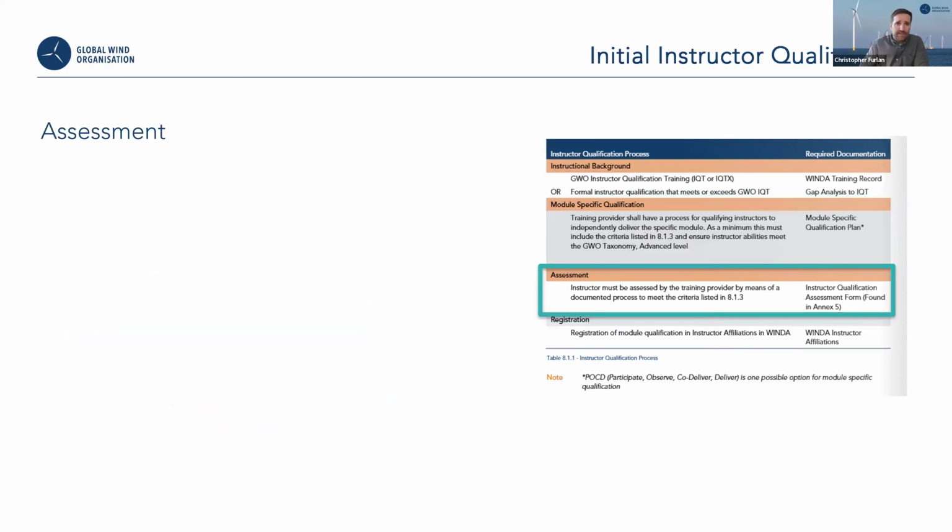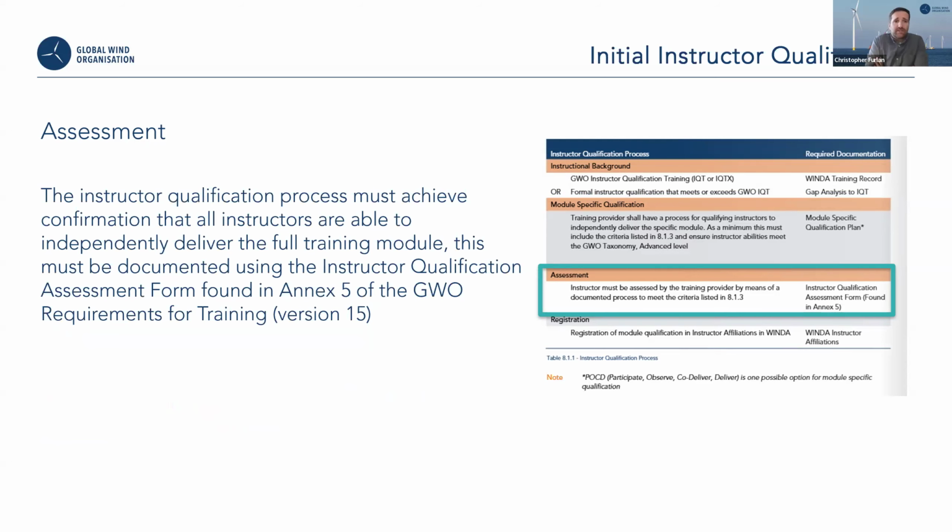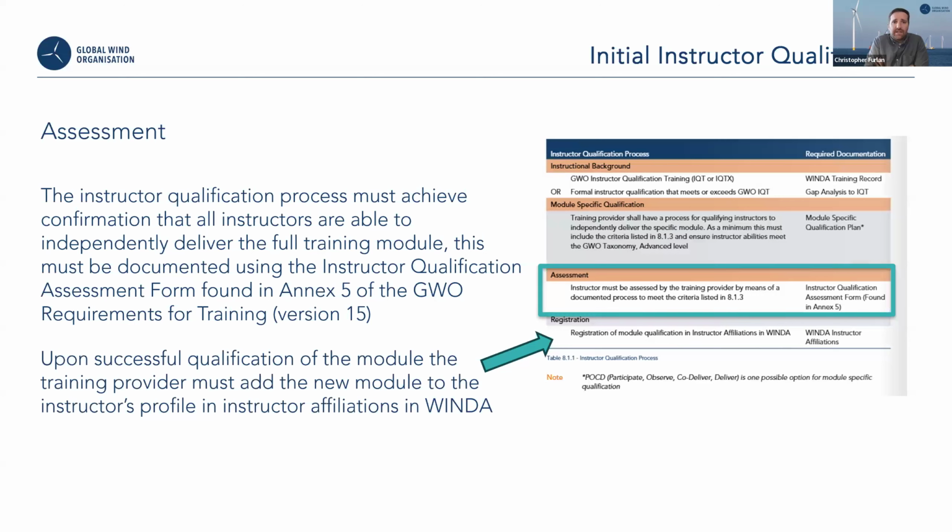The assessment criteria. This again was also part of the previous instructor qualification and remained the same for both the POCD and the alternative process, as it was called. The instructor qualification process must achieve confirmation that all instructors are able to independently deliver the full training module. This must be documented using the instructor qualification assessment form found in Annex 5 of the GWO Requirements for Training. The form needs to be used for each module, and we'll go over what the form actually entails later on. You'll also notice that at the bottom there, not under an orange banner, but under a grey banner, it does state that you also need to register the instructor inside WINDA in the instructor affiliations. And of course, that is something that will now apply for all modules going forward.